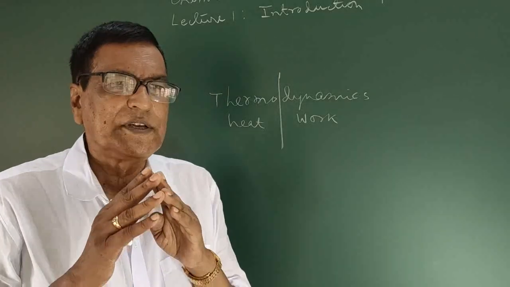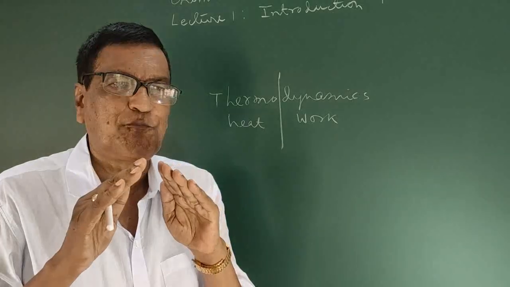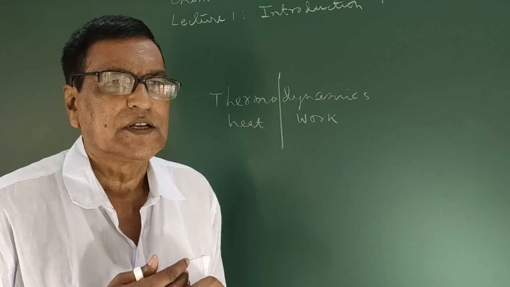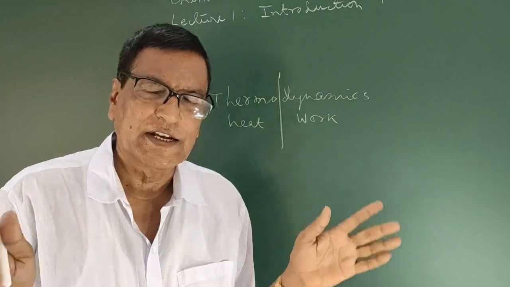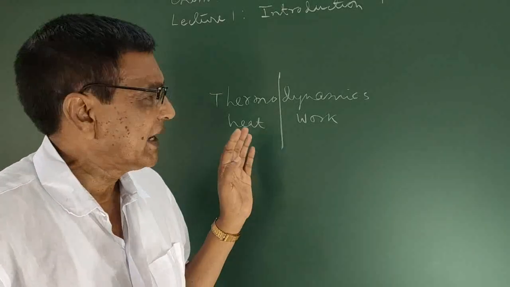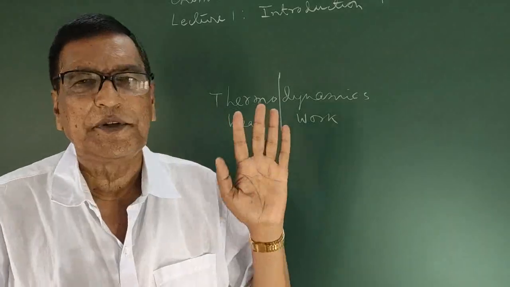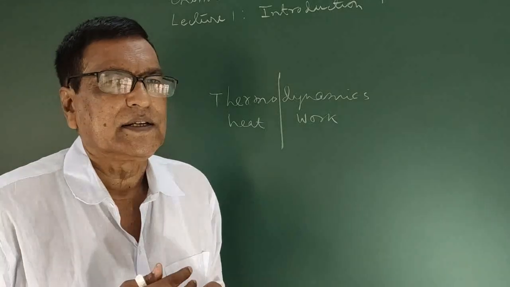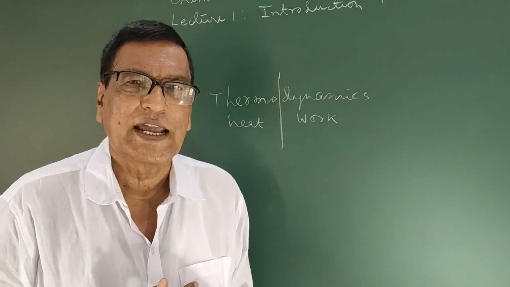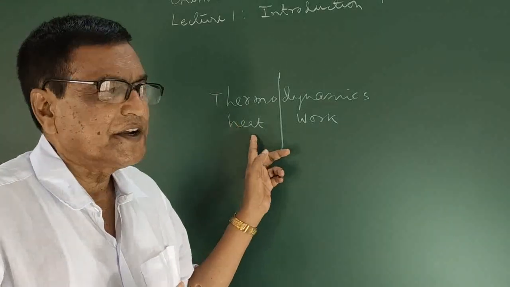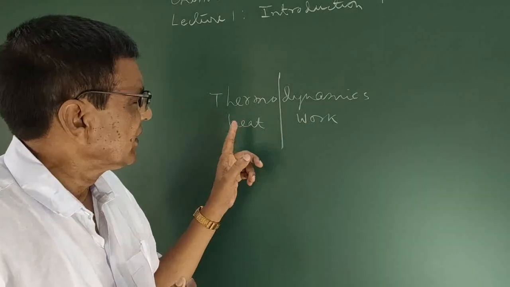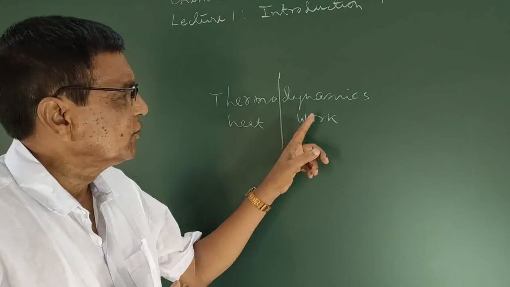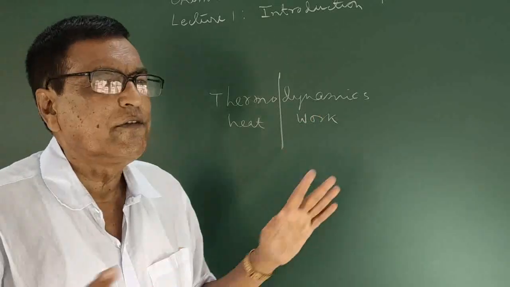Thermodynamics contains 4 laws in total. The first law is the conservation of energy, meaning energy can neither be created nor be destroyed. It could be transformed from one form to another. If heat disappears, then an equivalent amount of work will be produced.